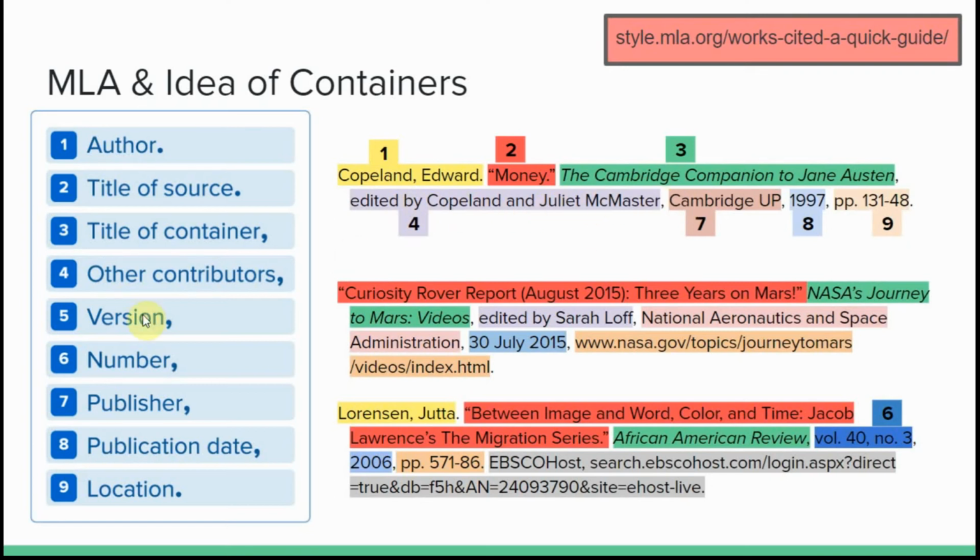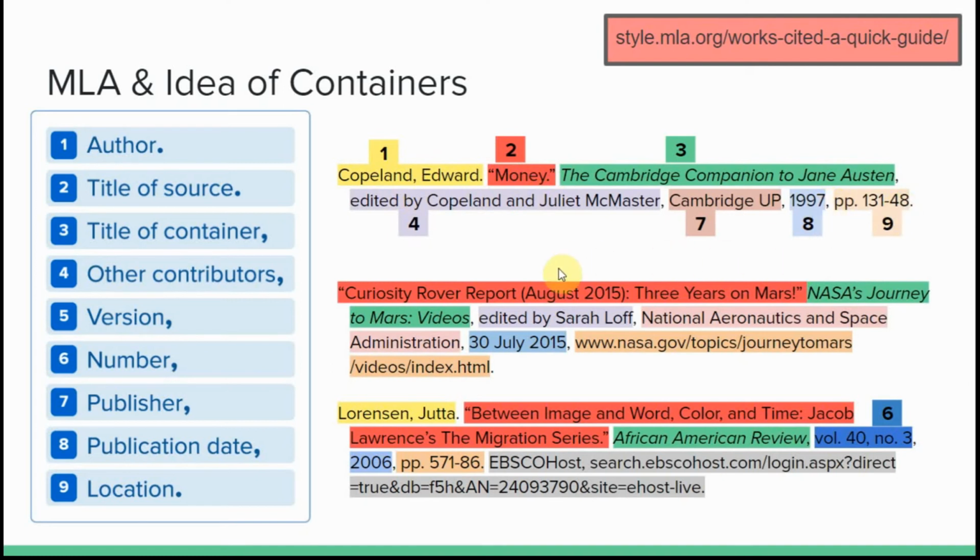And here, we don't have a version or a number. We'll come back to those. But you have the publisher. So Cambridge, and UP stands for University Press. And then the publication date, followed by the location, in this case, the page numbers of this particular chapter. So you can see how these various pieces fit together, allowing us to understand what the source is, where it is found, and all the various important pieces of information.